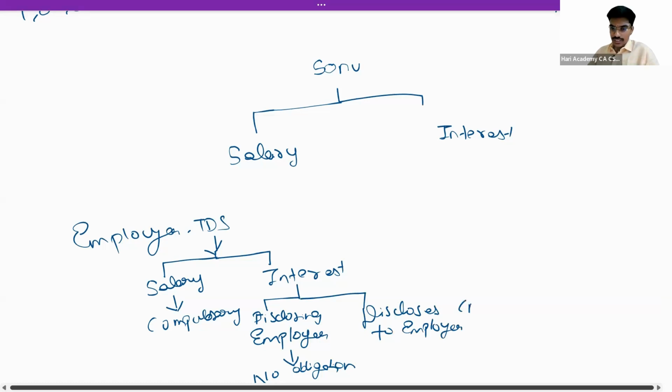for which, if you see the terminology which will be used in 192, it will be "may". If he discloses this to the employer, the employer has to deduct TDS even for this sum. And here the word which will be used is "shall". So if the employee provides the details of his interest income to the employer, the employer compulsorily has to deduct the TDS, and this is going to be at the rate of tax.